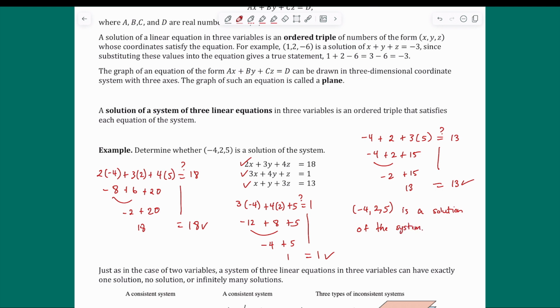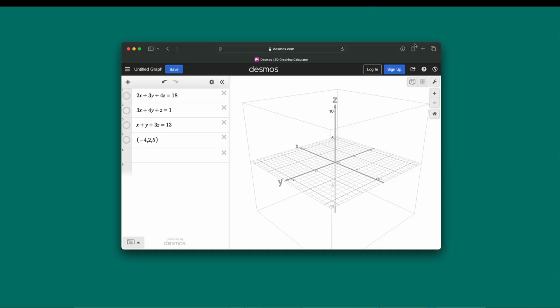Okay, so just like in the system of equations of two variables, where when we had a solution, that means the lines met at a single point or intersected at a point. Well, likewise, the three planes that each one of these equations represents will intersect or meet at a single point. And we'll go ahead and use the Desmos app here again to verify that.